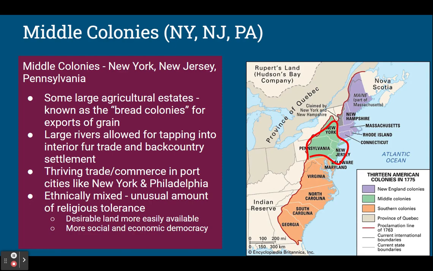in these areas. Also, land was pretty desirable and was much more easily available than it was in New England, where you have it dominated by the Puritans, or in the southern colonies, where it's dominated by these elite planters. So this desirable land is more easily available to a variety of different settlers, and there's just more social and economic democracy, which is why you saw such an ethnic diversity in the middle colonies compared to other British colonial regions.